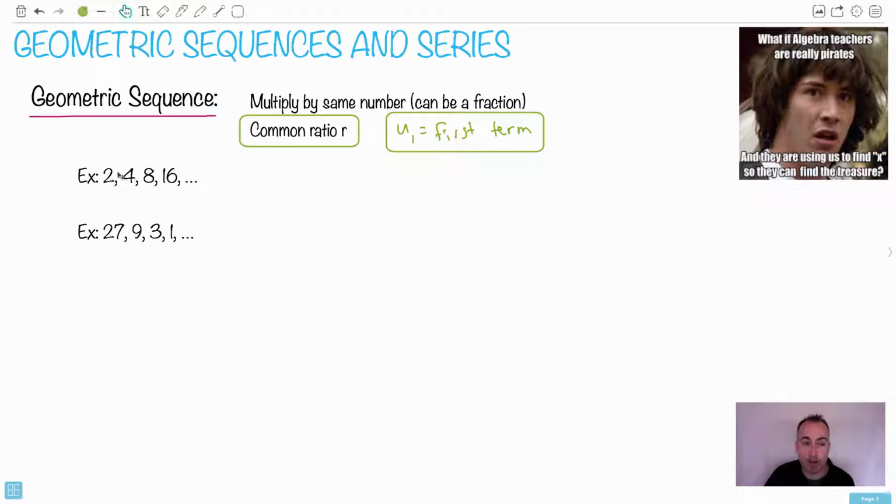So we have this pattern 2, 4, 8, 16. Just want to show you it's not arithmetic. If it was arithmetic, you'd always be adding the same number. You'd think, oh, to get from 2 to 4, I add 2, right? No problem. But then if you add 2 to 4, you get 6. Oops, not 8. And you add 2 to that, you get 10, not 16. So it's not arithmetic. In fact, it's geometric.